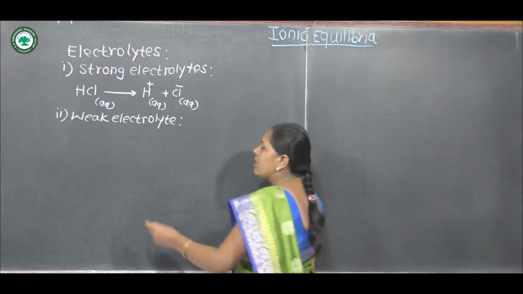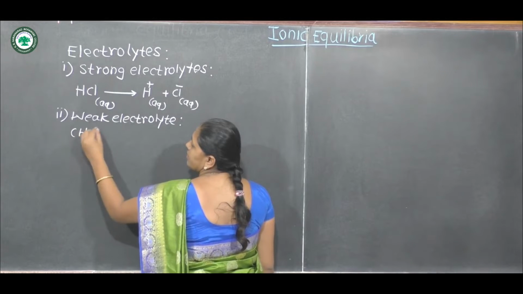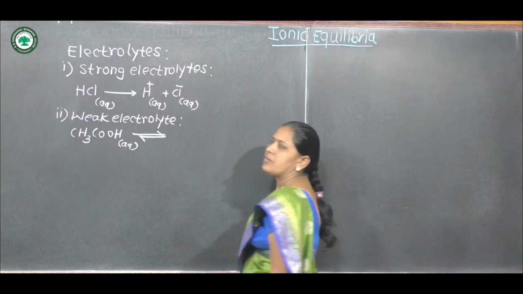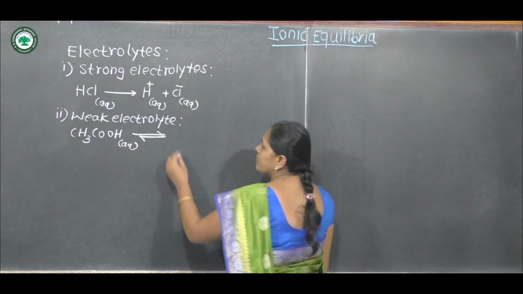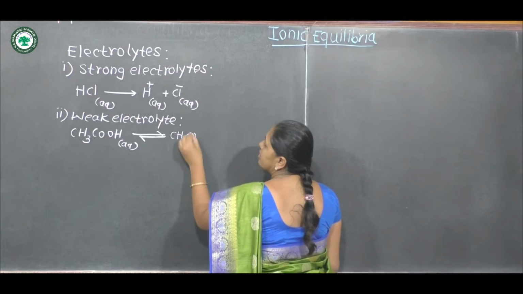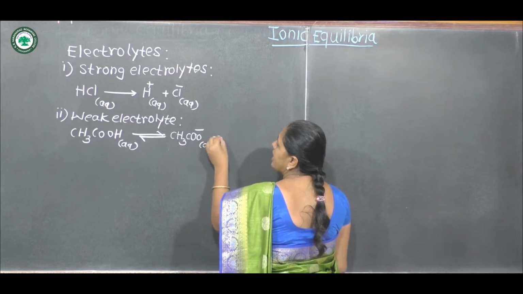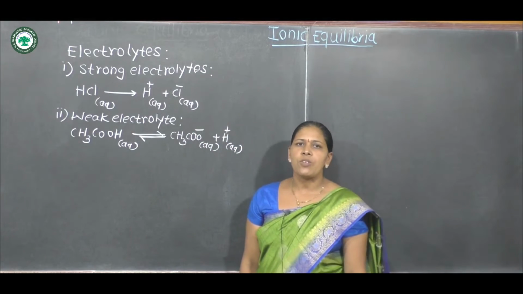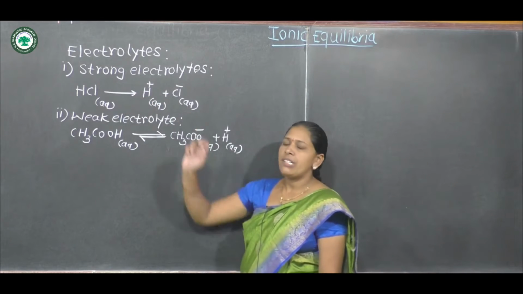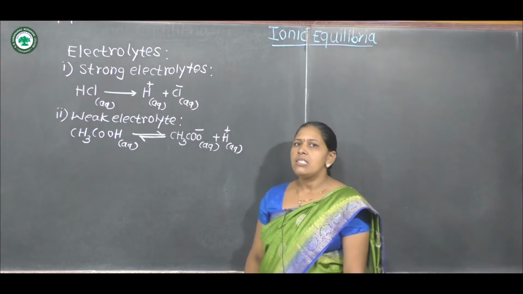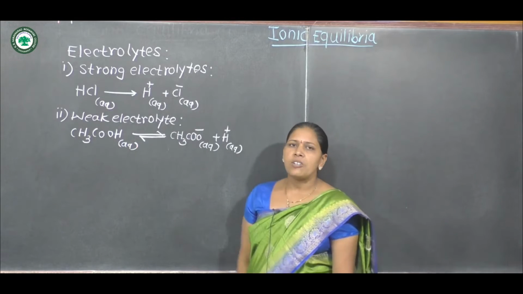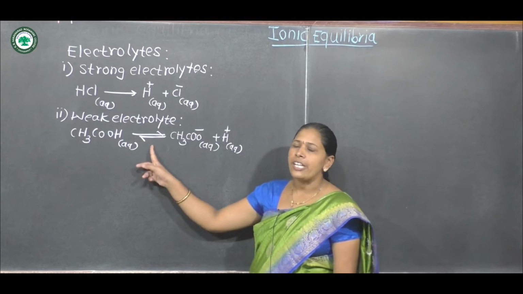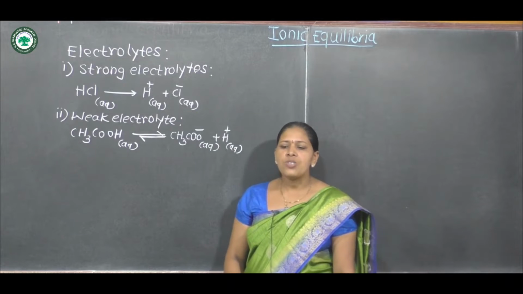For example, acetic acid in aqueous solution dissociates partially into acetate ion and H plus ion. What is the main difference between strong electrolyte and weak electrolyte? For a strong electrolyte, dissociation is indicated by a single-headed arrow, and for a weak electrolyte, dissociation is indicated by a double-headed arrow. The double-headed arrow indicates it is a weak electrolyte and the single-headed arrow indicates it is a strong electrolyte.